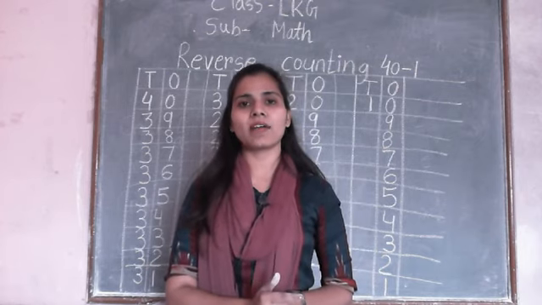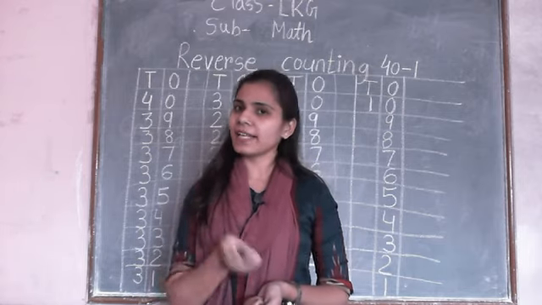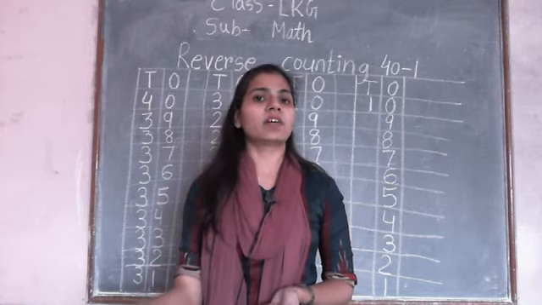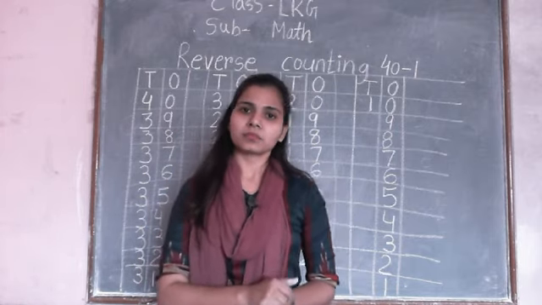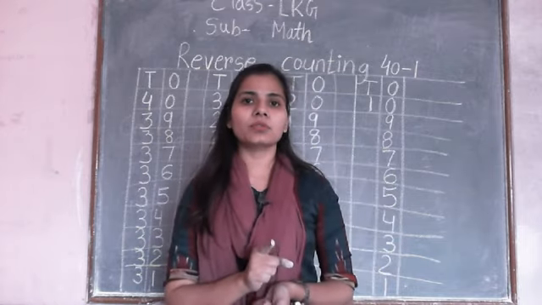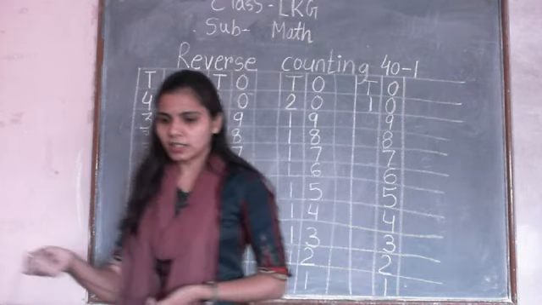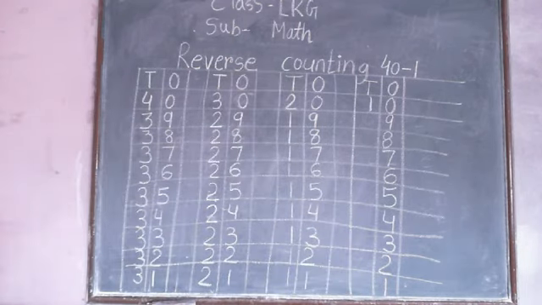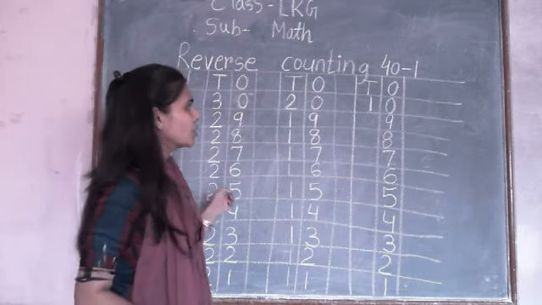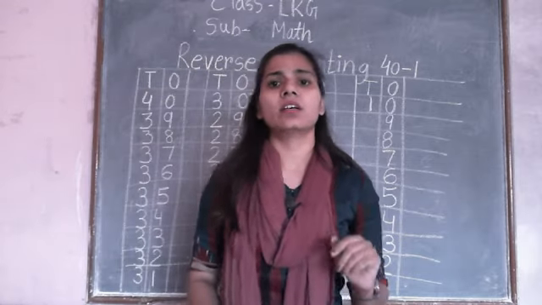Daily you have to write 1 to 10. And one day you write 11 to 20. One day again you write 1 to 10. And one day you write 11 to 20. Okay, so this is your work. Compulsory you have to write number names. And today's work is reverse counting. So you have to write reverse counting one time here, CW, and HW also you write reverse counting.